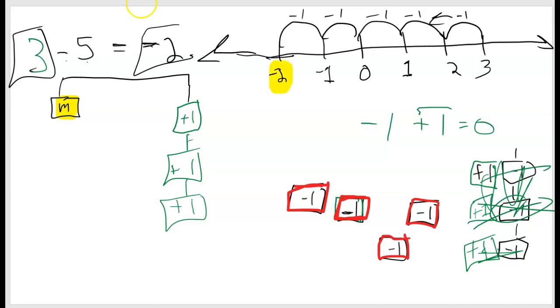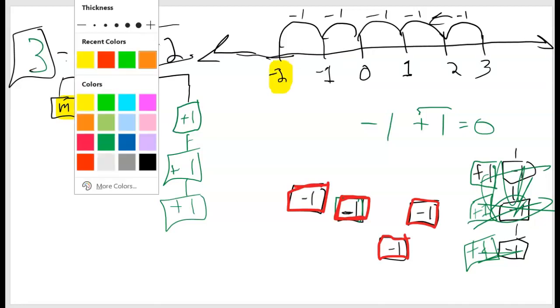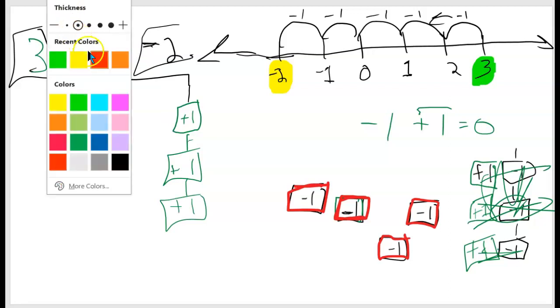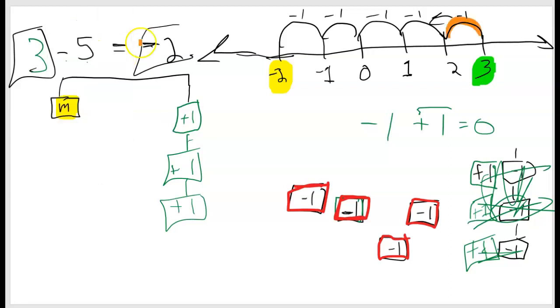We landed right on negative 2, and we started on 3, and let's go orange, I guess. We subtracted 1, 2, 3, 4, 5 and ended up with negative 2. You can also check this on your handy dandy calculator if you're not quite getting it conceptually. Do 3 minus 5 on the calculator.